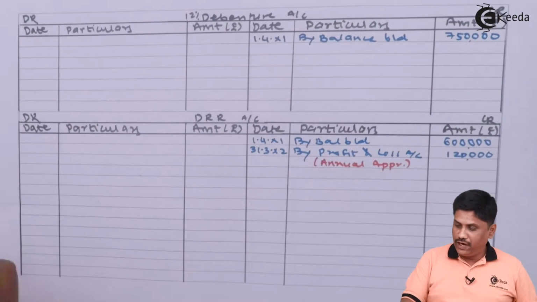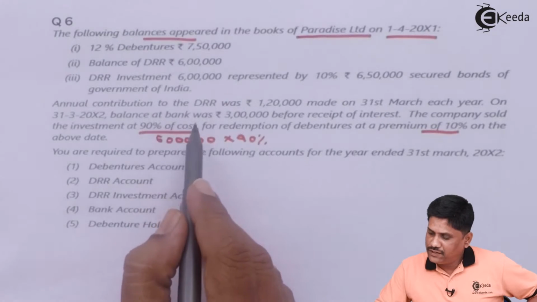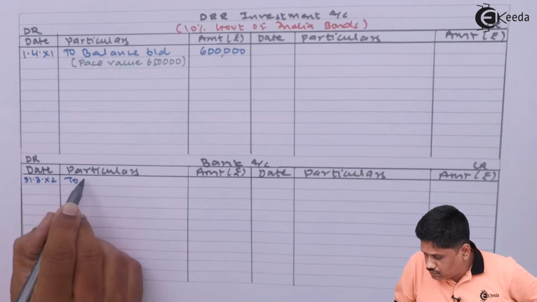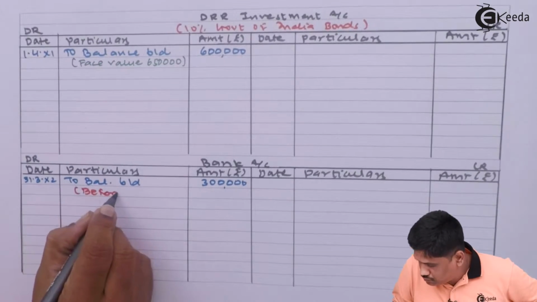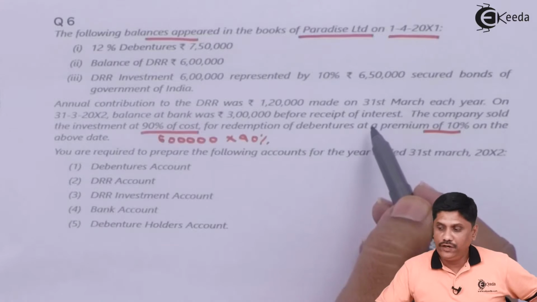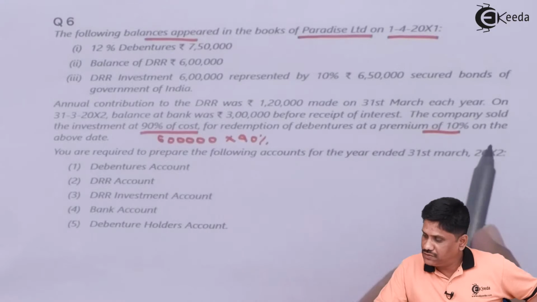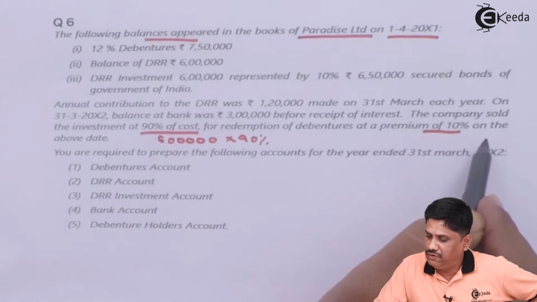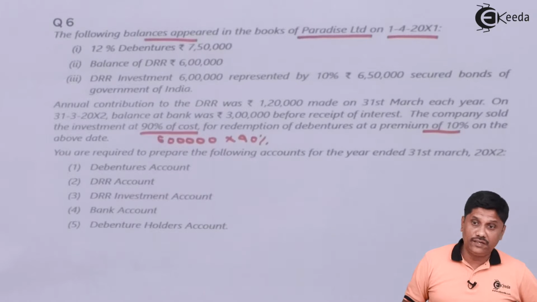Annual appropriation credited to DRR account, that is our entry: PL account debit to DRR account credit. On 31st March X2, our bank balance was rupees 3 lakh before the receipt of interest. They are saying that we were having bank balance of rupees 3 lakh before interest received, but definitely on this we must have received the interest on 31st March X2. The company sold the investment at 90% of the cost for redemption of debenture at a premium of 10% on the above date. Before that, on 31st of March X2, I will receive the interest on that investment.